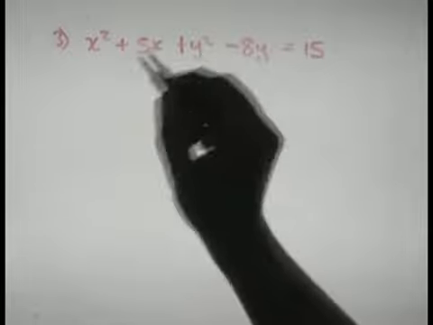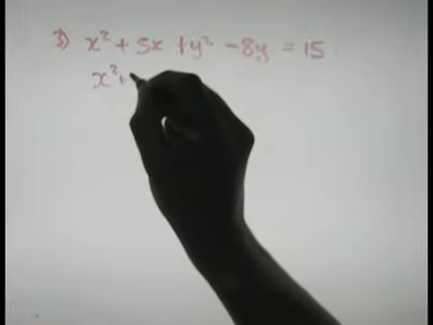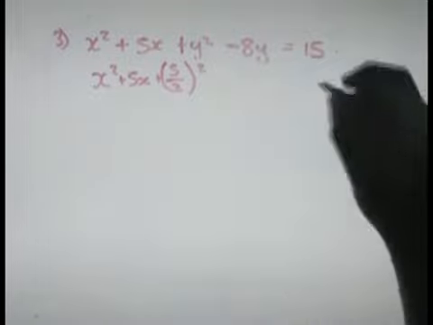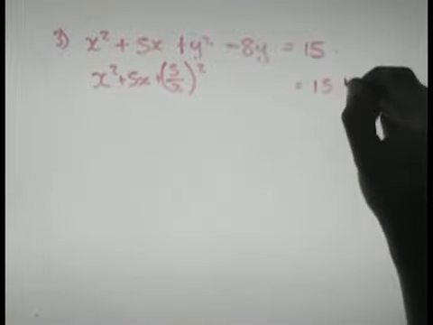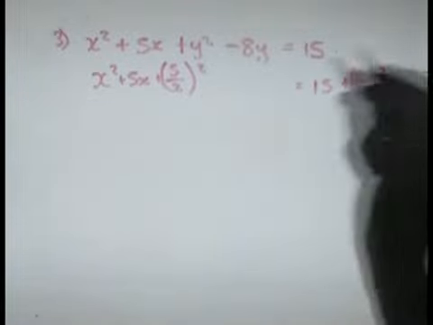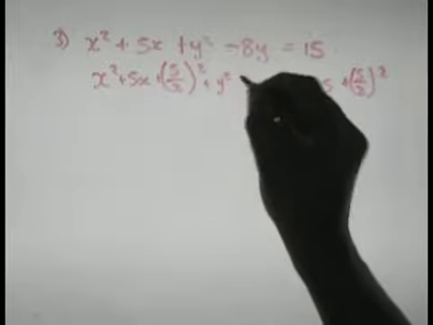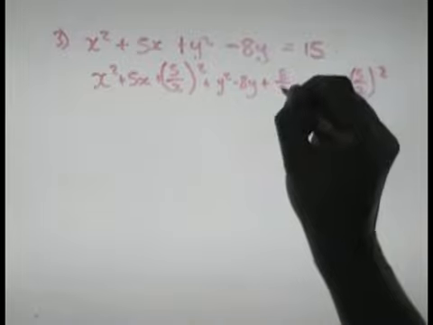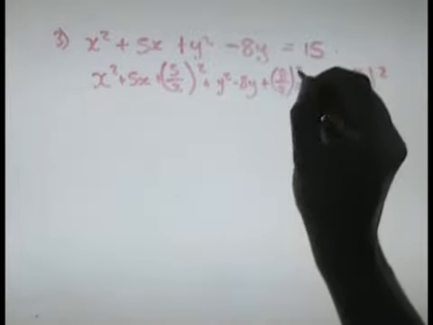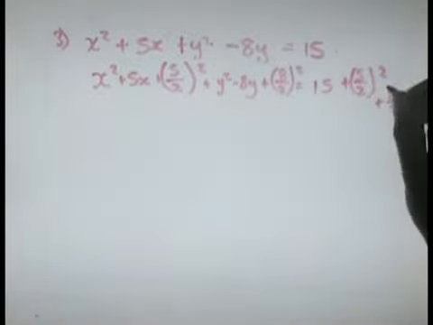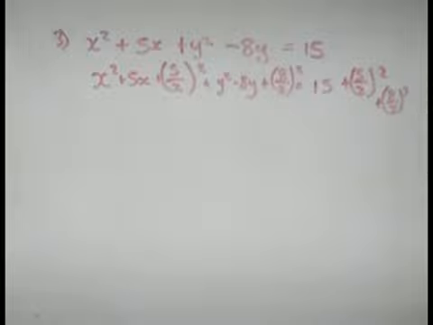Now, x squared plus 5x is going to become x squared plus 5x plus (5 over 2) all squared. What I do to one side, I'm going to do to the other side. Plus (5 over 2) squared. Plus y squared minus 8y plus (8 over 2) squared. What I do to one side, I added an (8 over 2) squared, I'm going to add it to the other side.